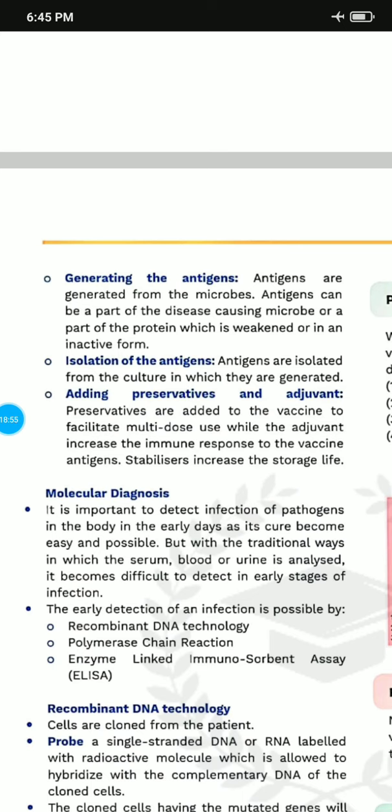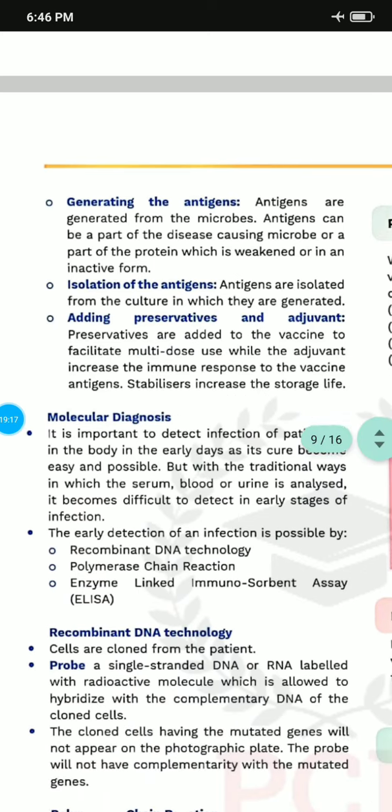These antigens are isolated from the culture and then generated. Then a preservative and adjuvant are added to the vaccine, and multiple doses are used, while the adjuvant increases the immune response of the vaccine and the storage life.